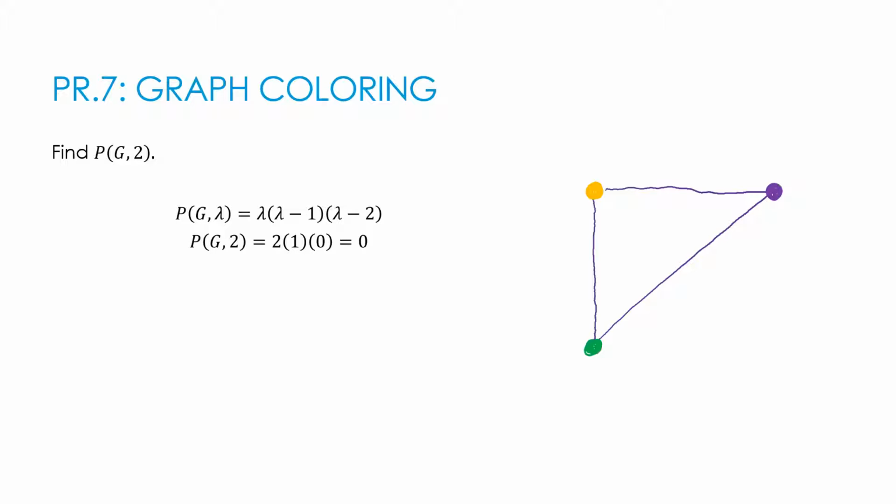The other way is to talk about it more in generalities and say this one can be lambda colors. This is lambda minus 1. This is lambda minus 2 because, again, they're all connected. And by plugging in 2, and then 2 minus 1 is 1, and 2 minus 2 is 0, I end up with a solution of 0 ways to color this with 2 colors.